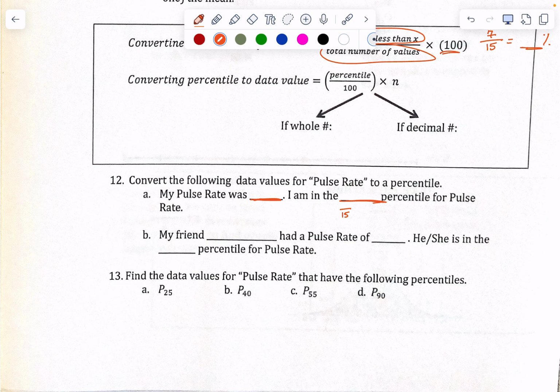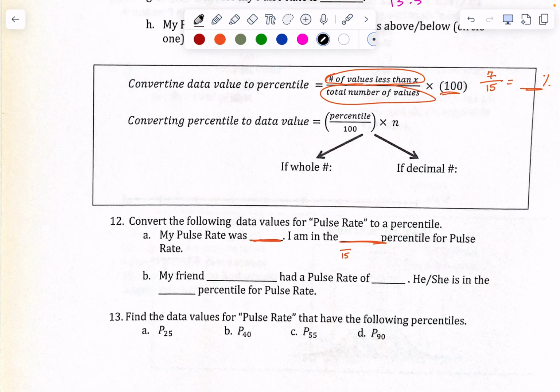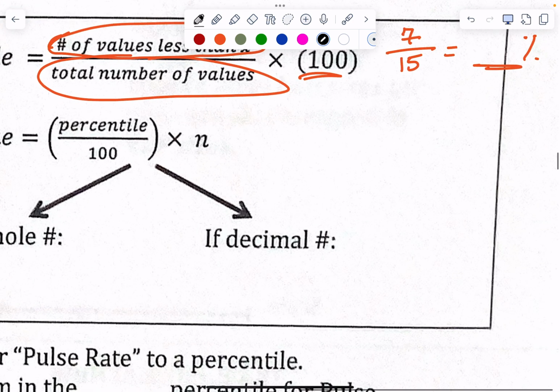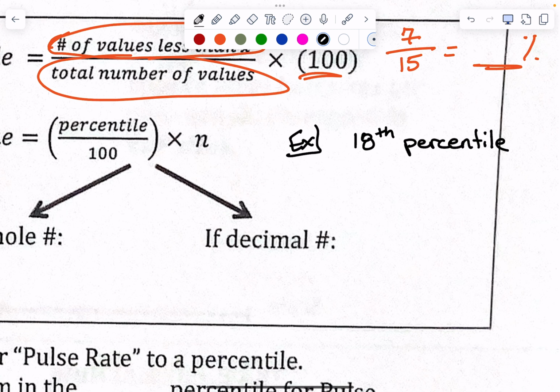All right, are we ready to convert the other direction? Converting the other direction is a little bit tougher. Okay, here's your example. Let's say I want the 18th percentile. 18th percentile is 18 over 100, right? And I'm going to take that times n. What is n? 15. Okay, n is 15.